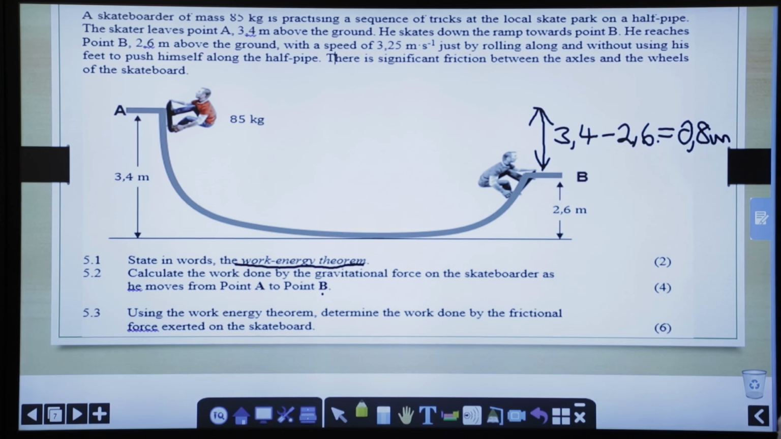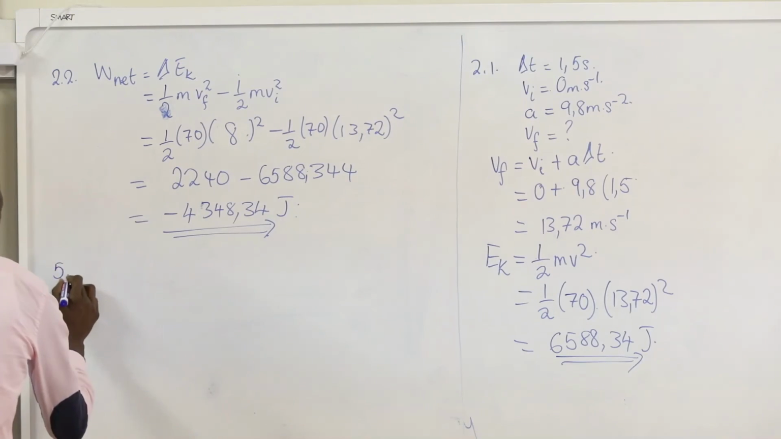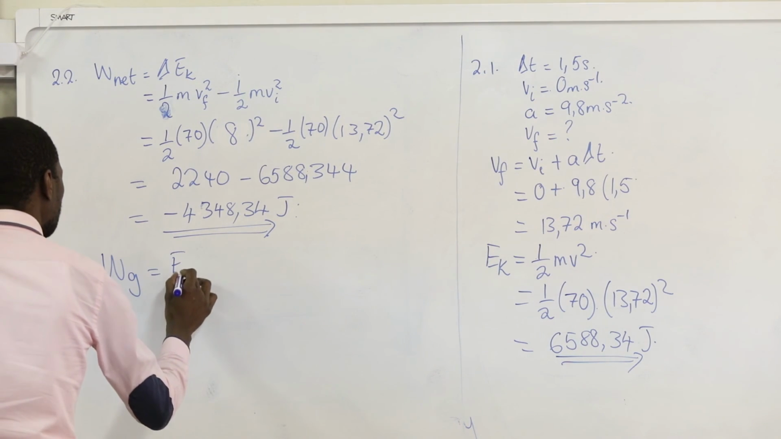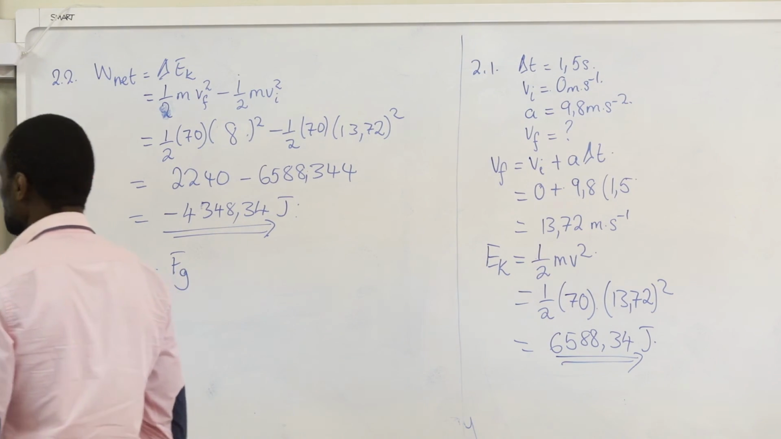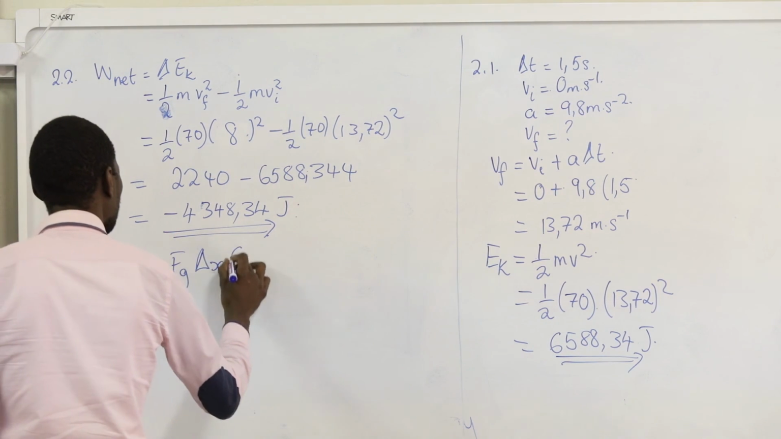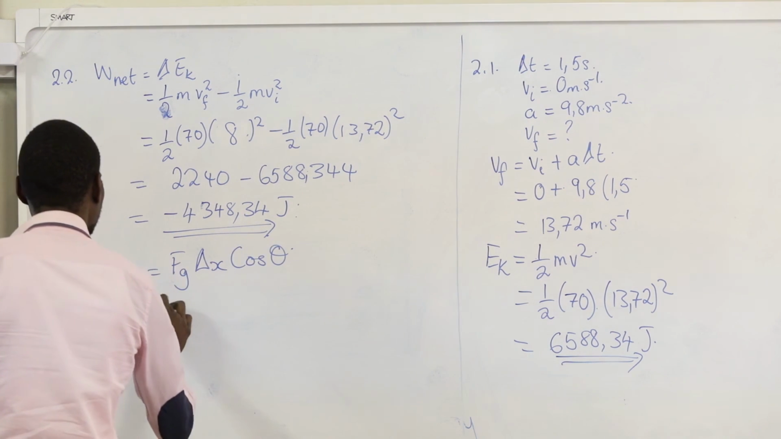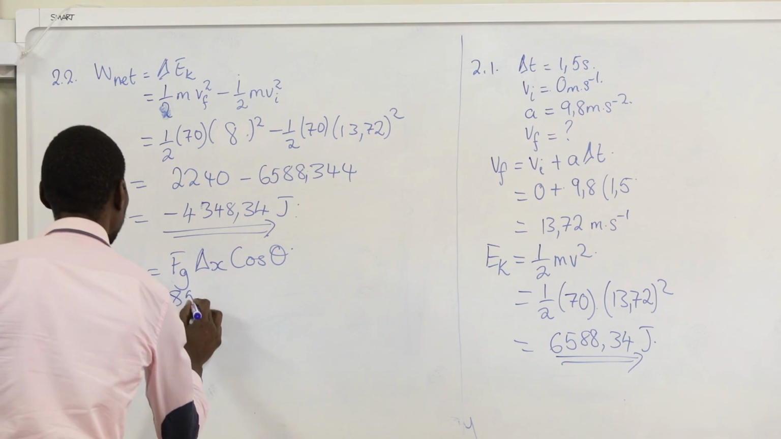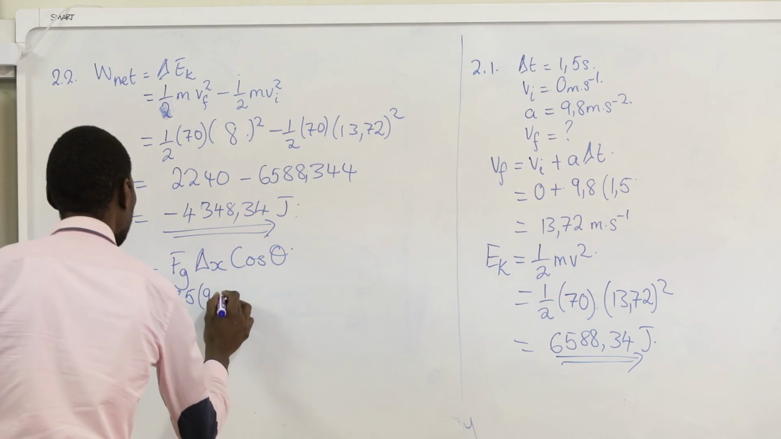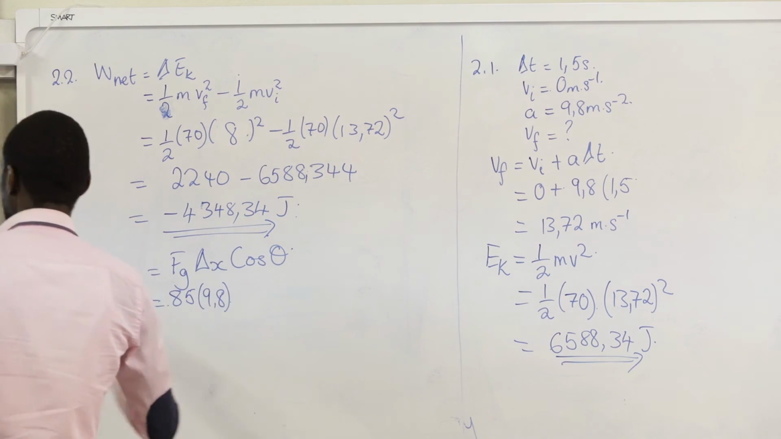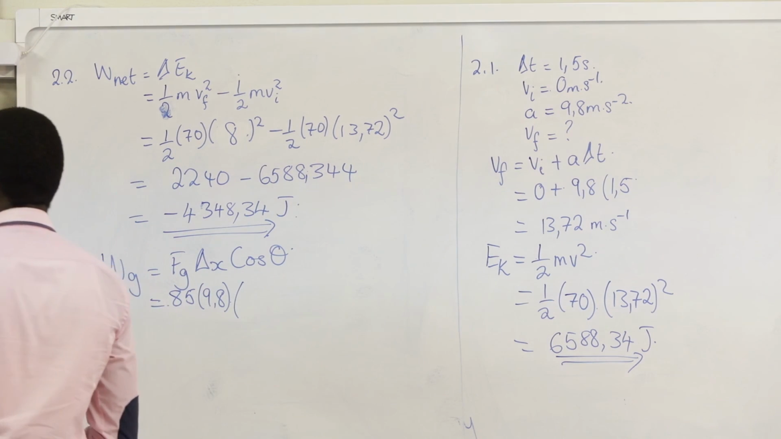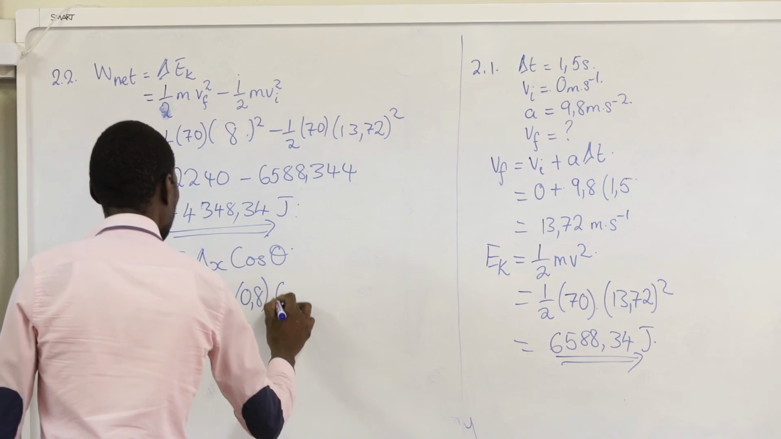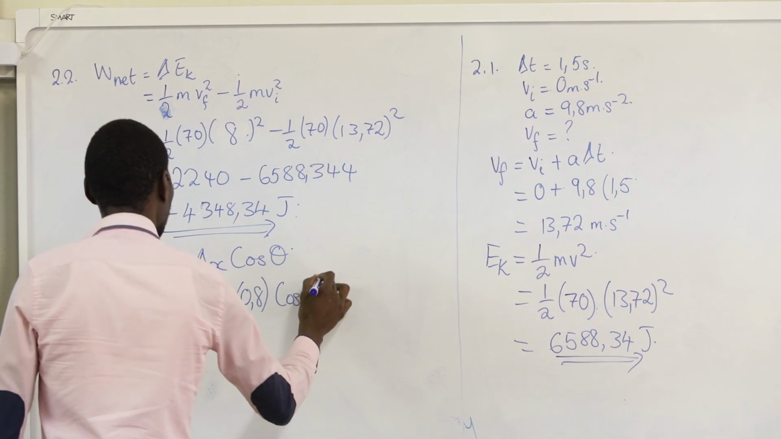So work done by gravity in this question 5.1, work done by gravity is equal to Fg, which is mass times acceleration, multiplied by change in x, multiplied by cos of theta. Okay? Fg being mass of 85 multiplied by 9.8 multiplied by the difference between 3.4 and 2.6, which is 0.8, multiplied by the cos of 0 degrees.